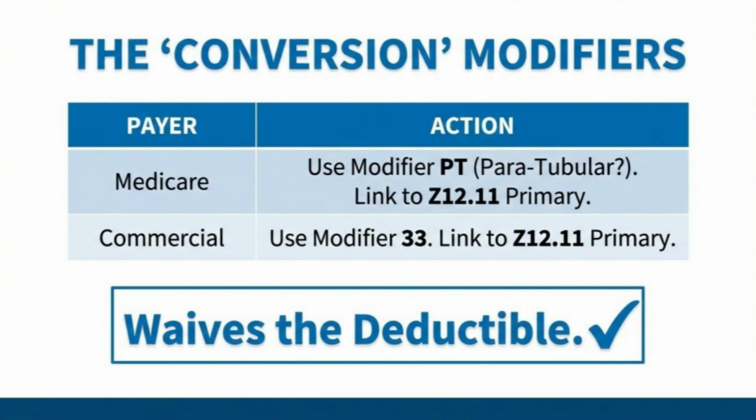To fix this, you need the conversion modifiers. These modifiers tell the insurance, this started as a screening, but we found a problem. For commercial payers, like Blue Cross or UHC, add modifier 33 to the surgery code. For Medicare, you must use modifier PT. This tells Medicare to waive the deductible even though it was a surgery. If you forget the modifier, the system assumes it was a planned surgery, and the CO-50 logic might kick in or the deductible will apply.